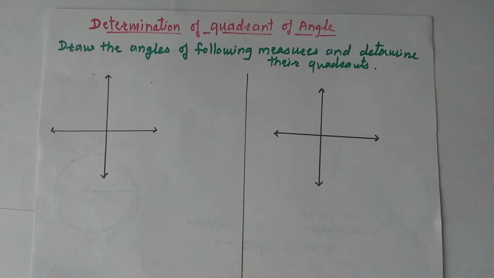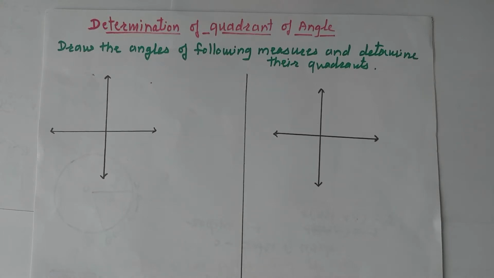Dear students, today we will see how to determine the quadrant of an angle. Means if an angle is given, then we have to check in which quadrant the angle lies. Okay, means we have to determine the quadrant of an angle. Now see what is the question.